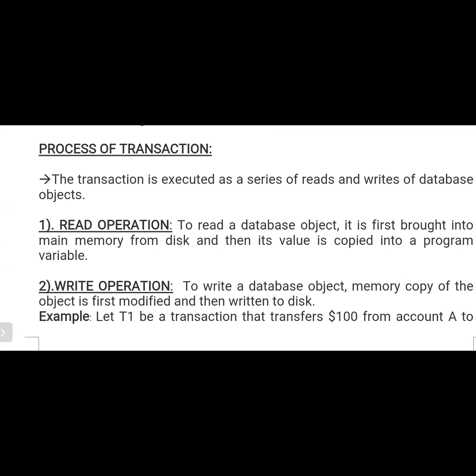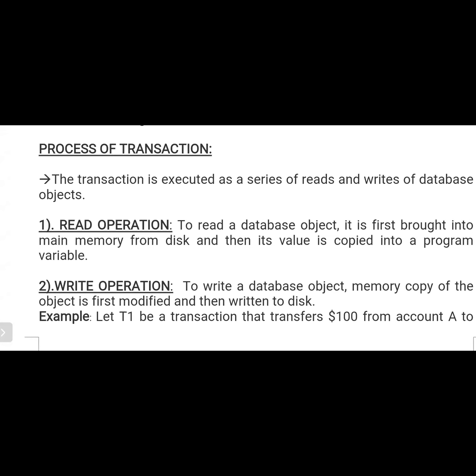Okay, if you observe here, to read a database object, it is first brought into main memory from the disk. We already know about this. Once the data is committed to the disk, it is stored in the secondary storage device. So how can we retrieve the data from the database? First of all, we retrieve the data from disk to main memory, and from main memory we access our required data. Am I right?